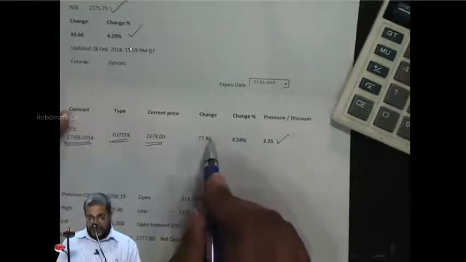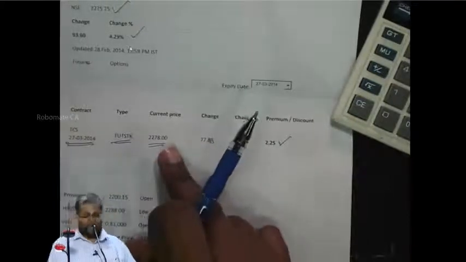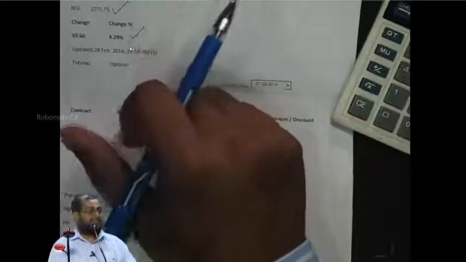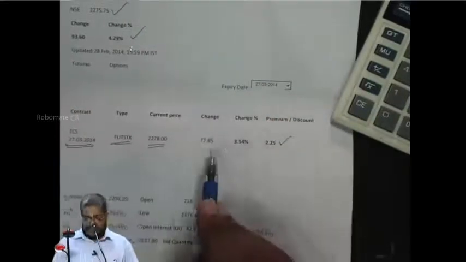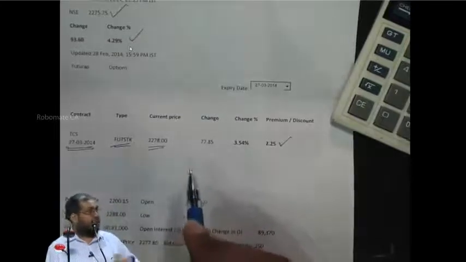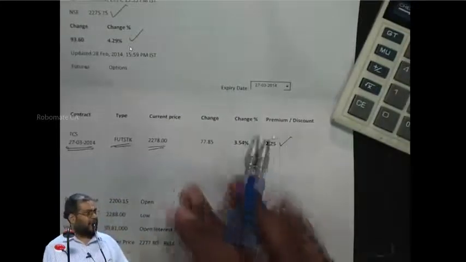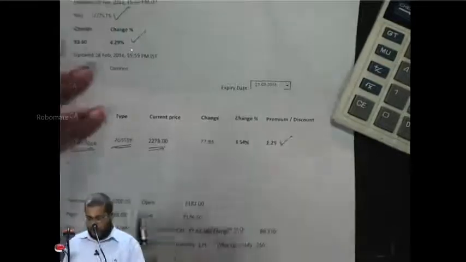Next, change. Now, from the previous day, because with share prices, they compare the change between yesterday and today. Yes or no? Always they want to know how the prices are moving. This change is compared to the previous close, to how the futures closed today. And then we can also see the change.